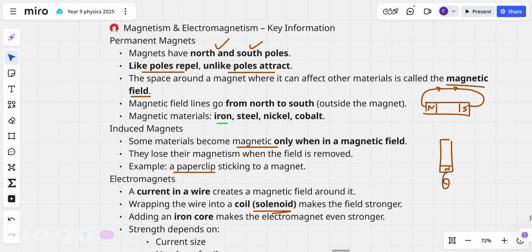Then there are induced magnets. Some materials become magnetic when they're near or touched by a magnet. A really cool one is a paper clip. If you put a paper clip near a piece of iron, like an old iron nail, it'll do nothing. Put the paper clip on a magnet, and the paper clip becomes magnetic, but only if it's near that magnet, or in a magnetic field. That's called induced. Induced means it's been made magnetic.